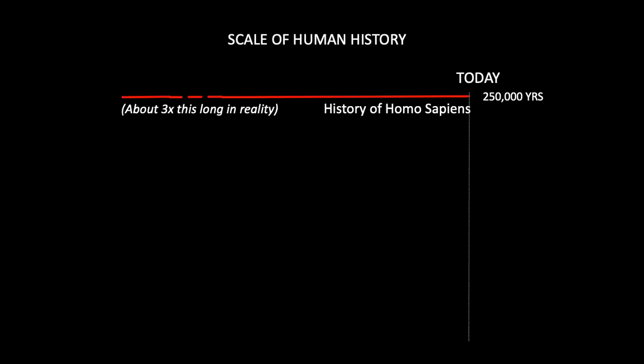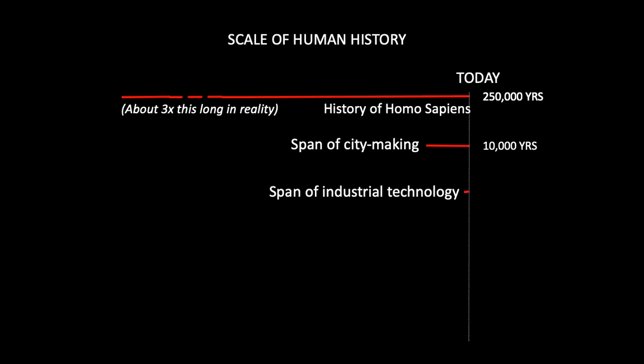So if you think about the scale of human history, it's quite breathtaking really, to think about it and to think about where we are today and where we've come as a species. If you take the history of Homo sapiens going back 250,000 years, let's say, it goes all the way off the chart because, as you'll see in a moment, I had to compress this chart a little bit. But here's the span of city making. It's only about 10,000 years, right? So it's 25 times longer than the era of city making that we're in today. And here's the span of industrial technology, only about 300 years or so.